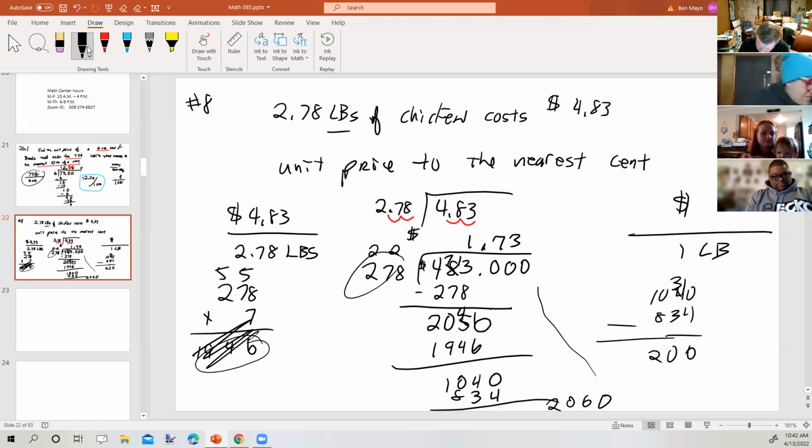Sorry about the room. How many times does 278 go into 2060? Well, 7 times was that, so let's go with the 7, okay? So that's going to give us a 1946, which we're going to have a remainder. That's all the further I need to go. Why is that? Because this is what I was looking for. It's going to round up. So we're going to have $1.74 per pound. I'm going to check my work on my calculator. So 4.83 divided by 2.78 is 1.737, yada, yada, yada. Okay.